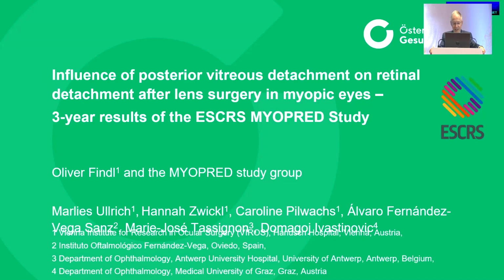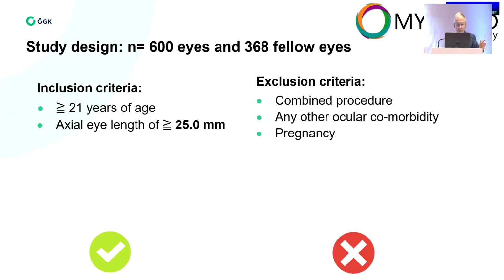So this study is really a fantastic study done by ESCRS. And it looks at the influence of posterior vitreous detachment on retinal detachment after lens surgery in myopic eyes. And these are 3-year results. And the inclusion criteria, 21 years or older, axial length of 25 or higher, no other comorbidities. Getting back again to Dr. Kapoor's point about if they have some other retinal pathology, you really want to be careful.